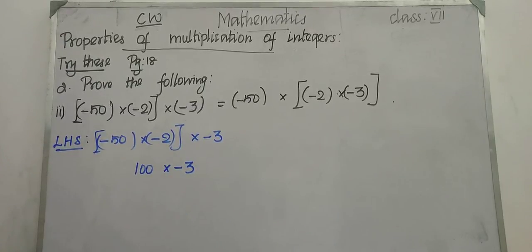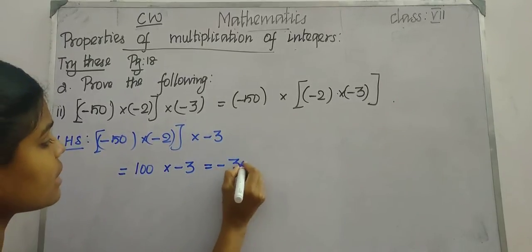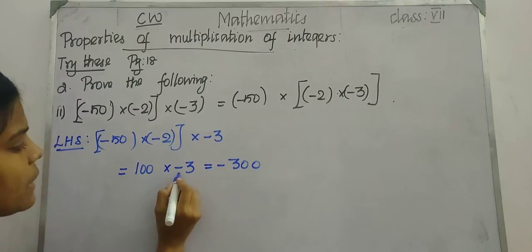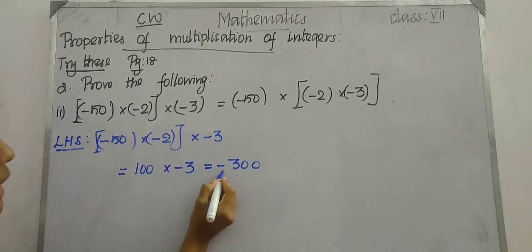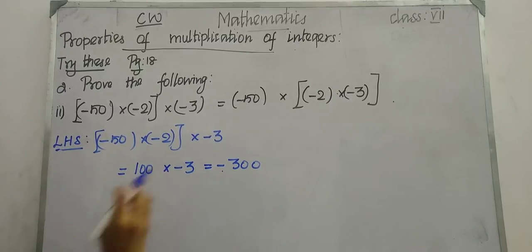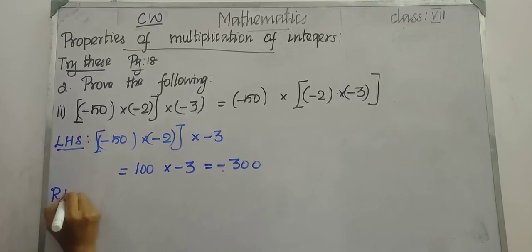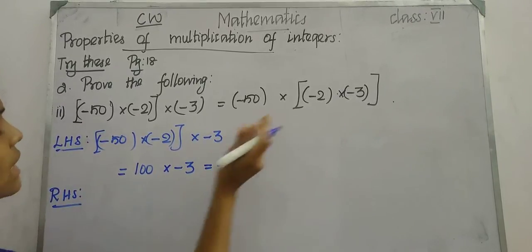So what will you get as the answer? 100 into minus 3? Minus 300. Okay children, so minus into plus into minus, right? So the answer we are getting is minus 300. So LHS equal to minus 300. Okay, so let us find RHS. Let us do the right hand side.